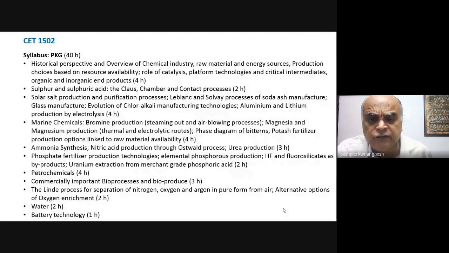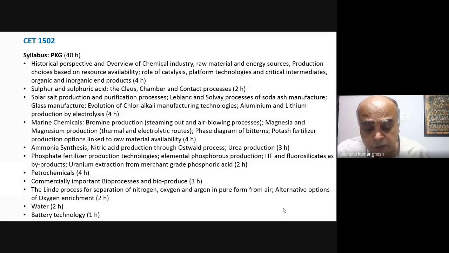Likewise, seawater gives us other chemicals like bromine, magnesium products. And then, in fact, one of the fertilizers till recently we were not producing at all in our country, potash, because we didn't have any other resource.